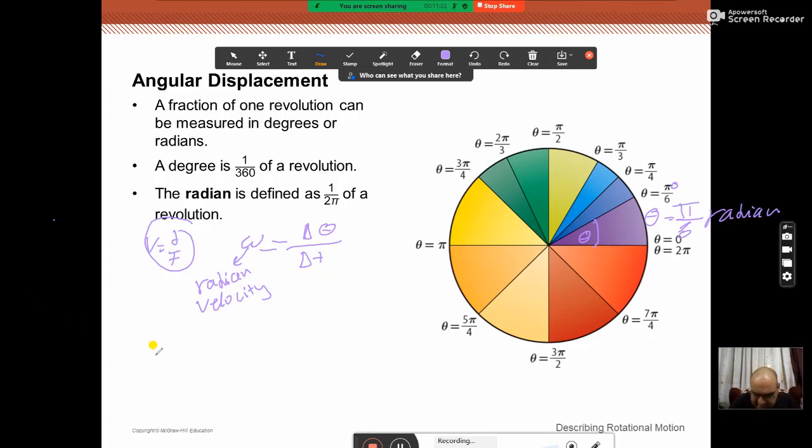If you need to find the acceleration in the linear system, you find the change in velocity, so you say vf minus vi over time. For the radian system, we call acceleration alpha. So alpha is the radian acceleration.